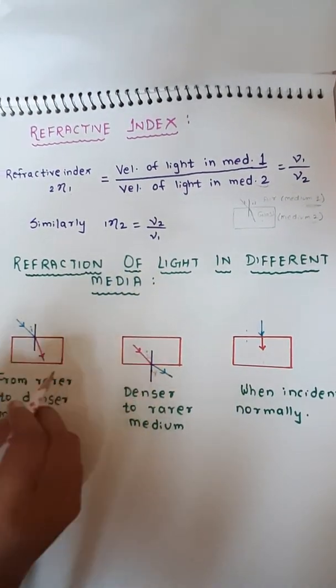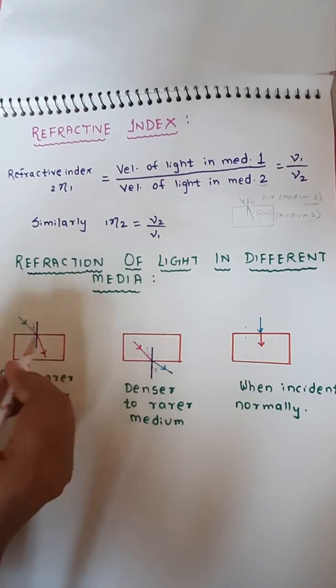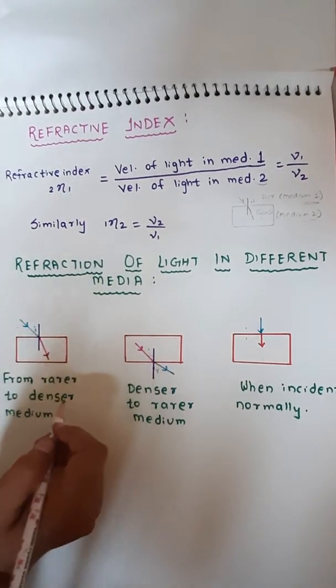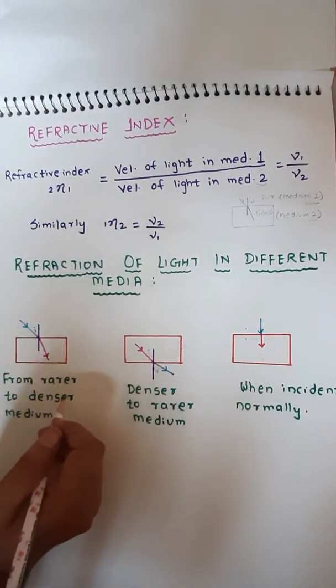In the next topic, we will see other topics related to refraction, like dispersion or the rainbow effect, or twinkling of stars.